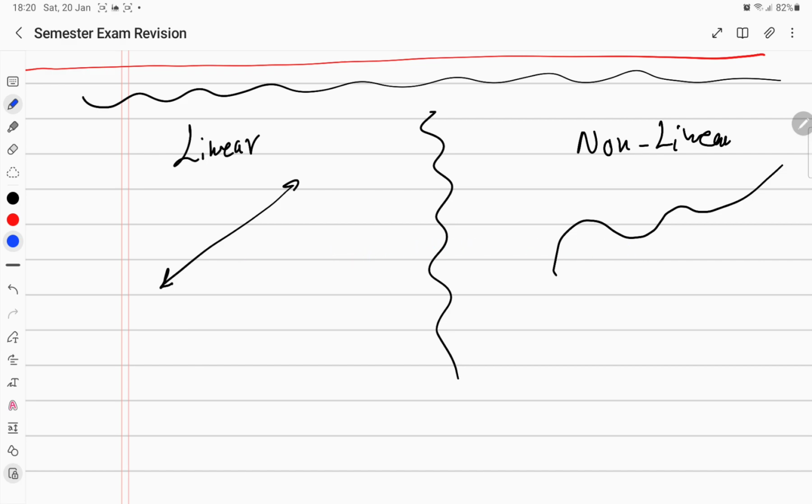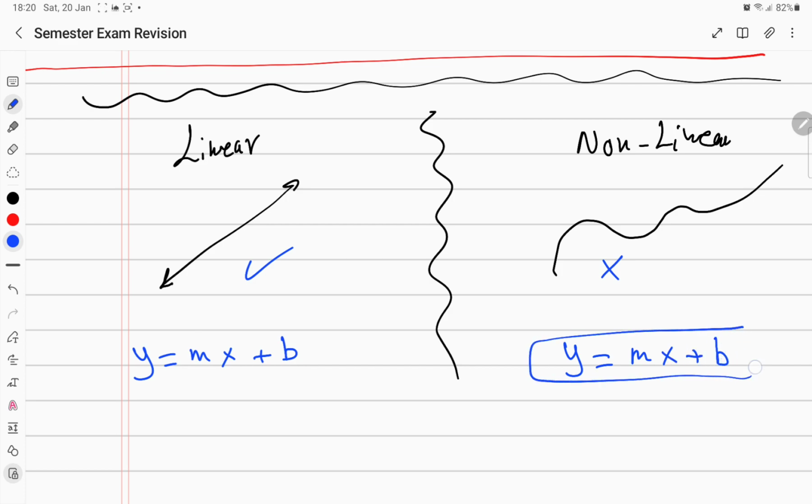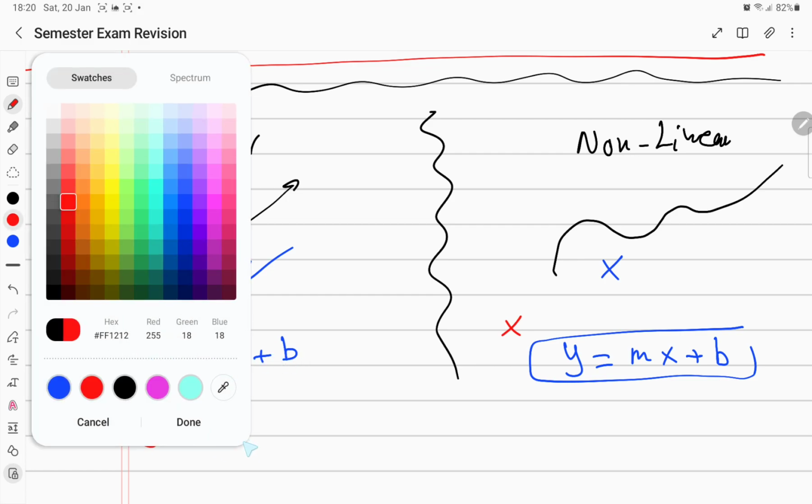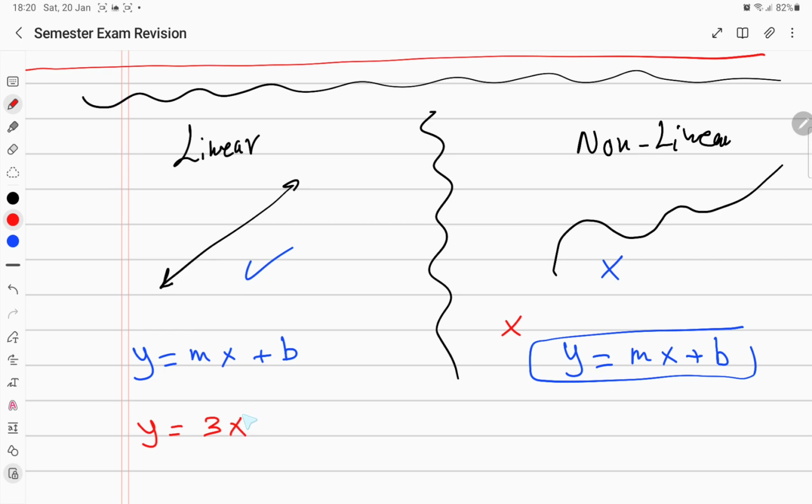It's very easy to know that this is linear and this is not linear. But if it is an equation, it should be easily written in the form y equals mx plus b. The non-linear, I cannot write it in the form y equals mx plus b. So let's see. If y equals 3x, it is similar to y equals mx plus b. Here, if you notice, the power is empty. The power is 1. So this is linear.